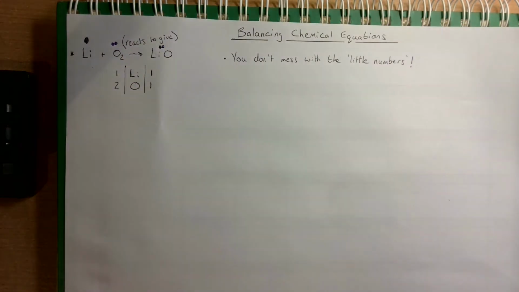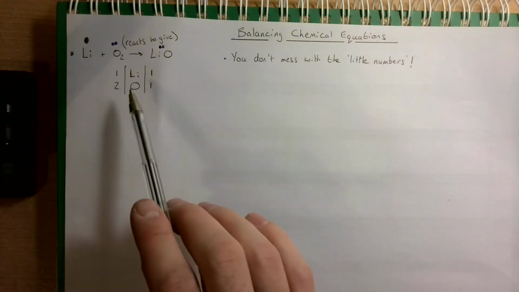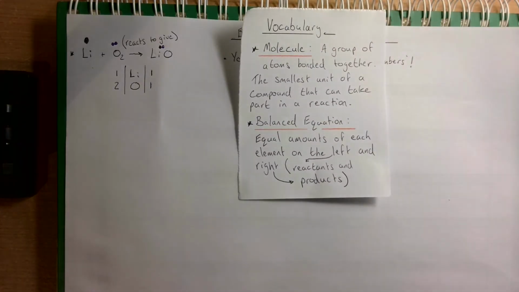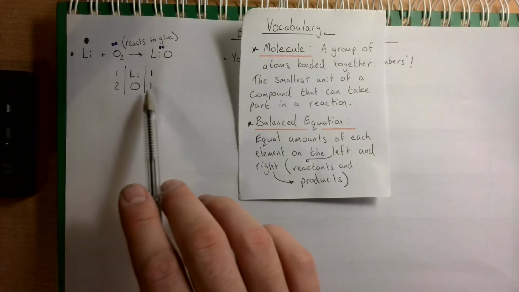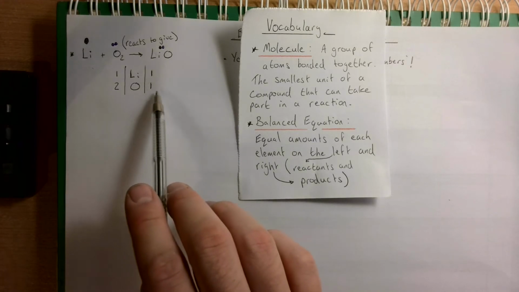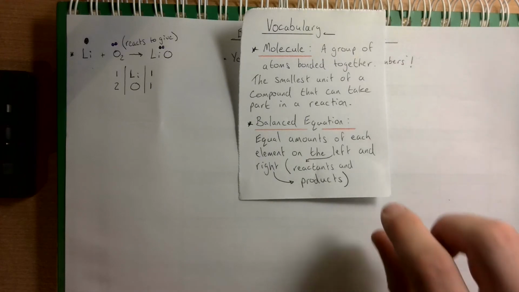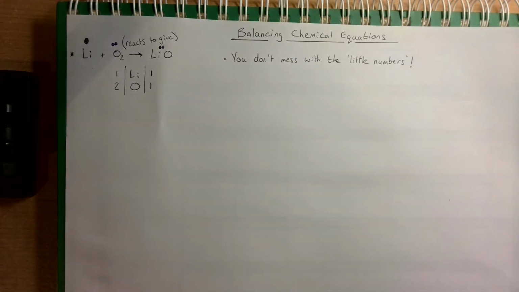Okay, so when we're trying to get these to balance, and as you'll see, the lithium is already balanced, there is equal amounts of lithium on the left and on the right, so we don't really want to mess with that. But on the oxygen front, we've got 2 oxygens on the left and 1 on the right. That is not equal amounts. So we're going to try and fix that with some really simple multiplication. We can't just go messing. We can't just take away that 2 and make it 1, because oxygen in the air exists as a 2-atom molecule. It exists as a diatomic molecule. So we can't mess with anything there.